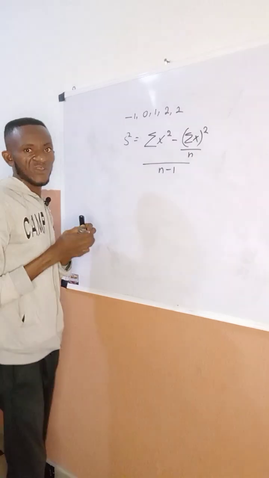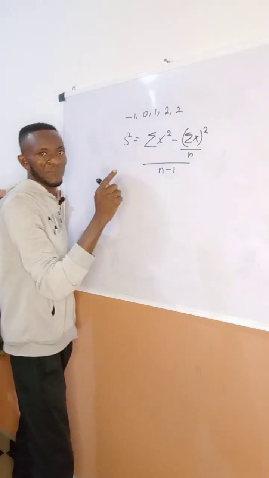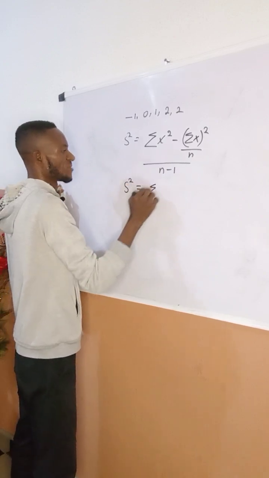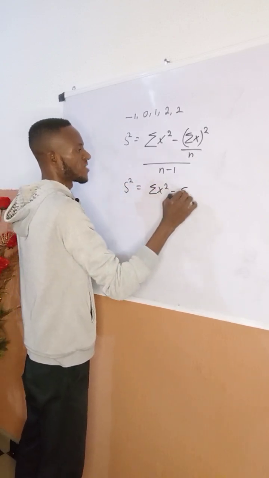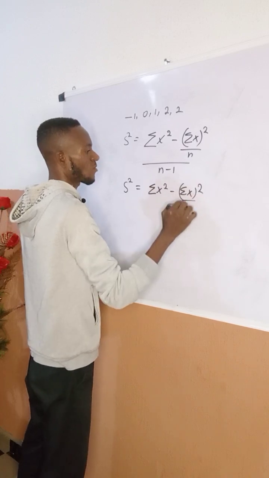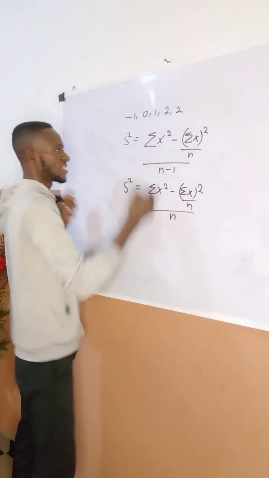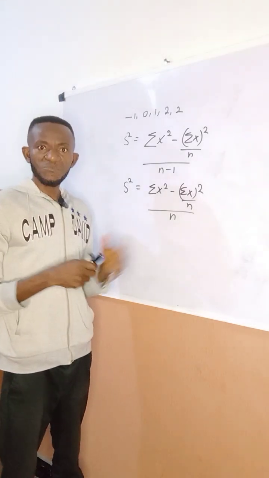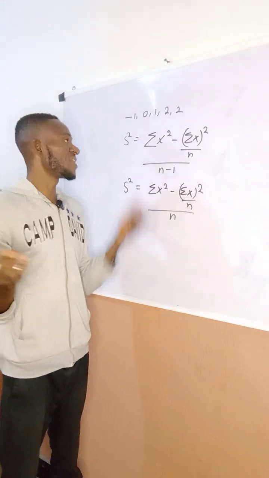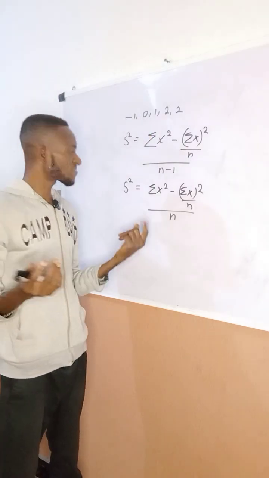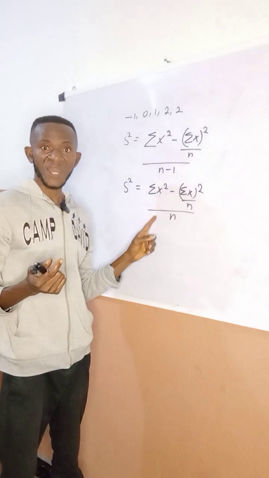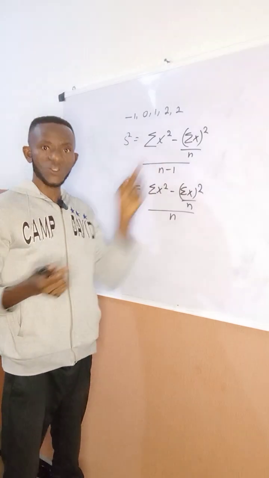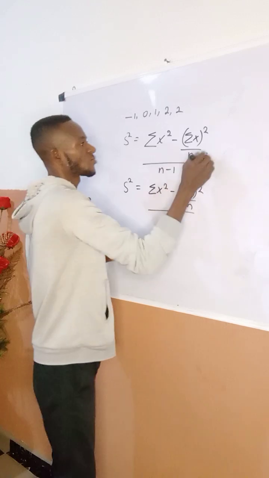Of course, people should be careful because at times you see s squared given as the summation of x squared minus the summation of x all squared over n, all over n. The difference between this and this is n minus 1 versus n. Most of the time in some examination bodies, when they give this kind of problem, they might be expecting you to use this particular formula, the one with n.